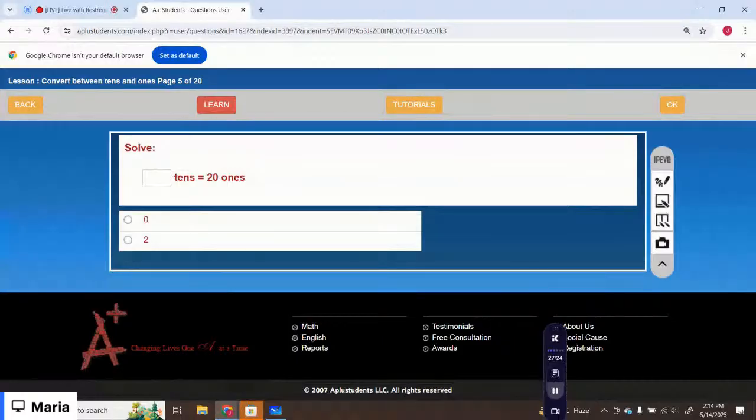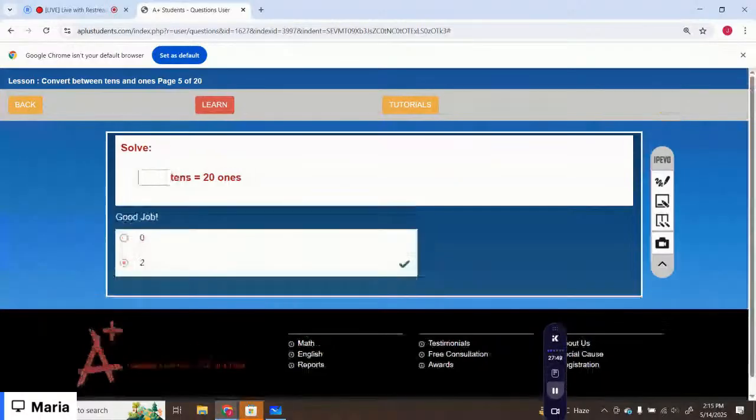20 ones equal how many tens? 20 ones equal 2 tens. Option number 2 is the correct option.